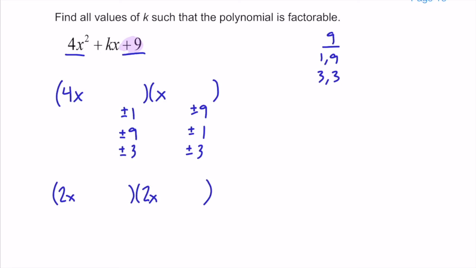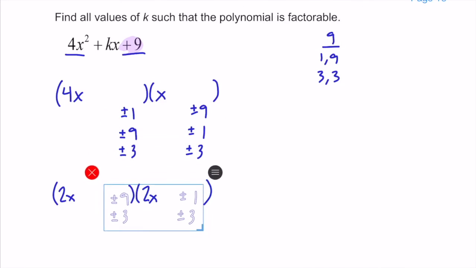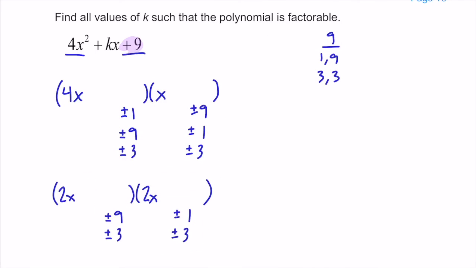Now, I can have all those same combinations down below, but I only really have to worry about not flipping the 1 and the 9 because 2x and 2x are the same. So I've got these 6 on the top, 4 on the bottom, 10 total combinations, which means there should probably be 10 total combinations of k. Let's see what happens.